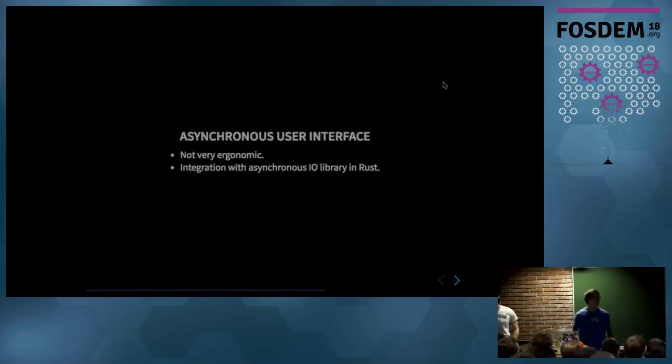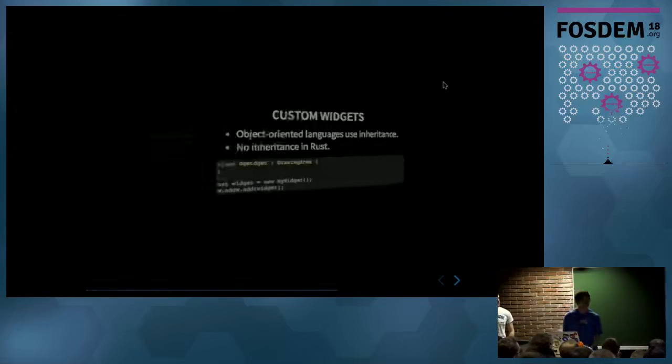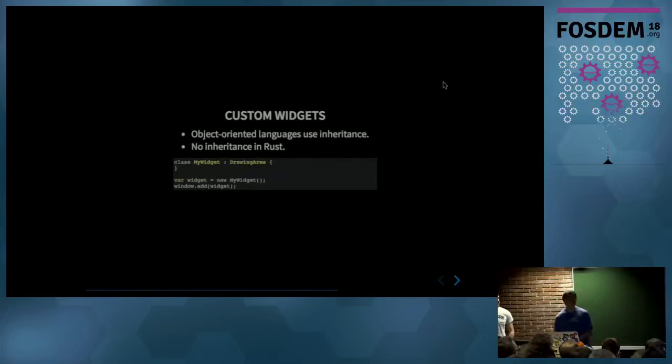So also you can do asynchronous programming with glib and stuff, but it's not very ergonomic. And I wanted to integrate Relm with the asynchronous I/O library in Rust, which is Tokio. And also, since Rust does not provide inheritance, you cannot do, for instance, like in Vala, declare a new class deriving from an existing widget to be able to use this new widget like any other widget. So that's not possible in Rust. So I wanted, with Relm, to be able to declare new widgets that could be used the same way as the GTK widgets.